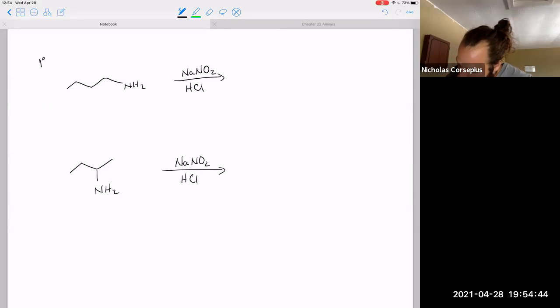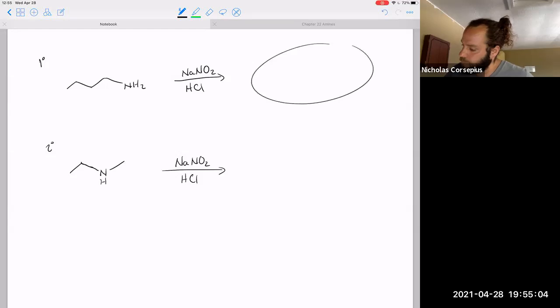The difference is this is a primary amine, and this is a secondary amine. A primary amine and a secondary amine will each give us different products. So take a second and see if you can tell me what those would be.